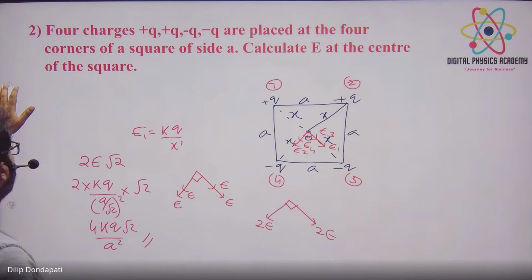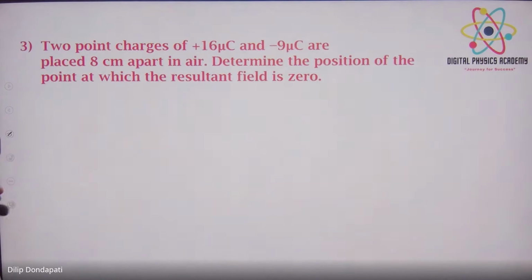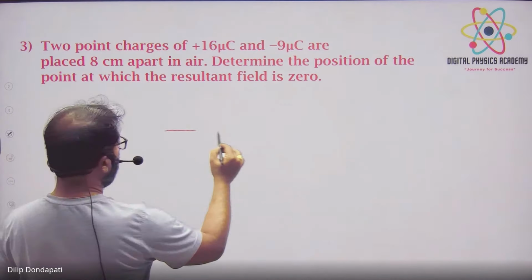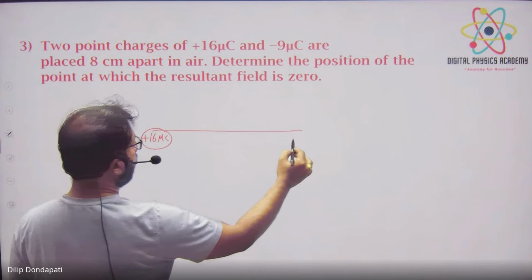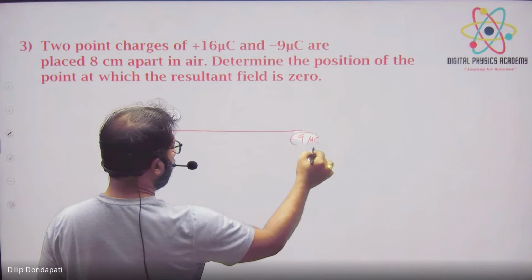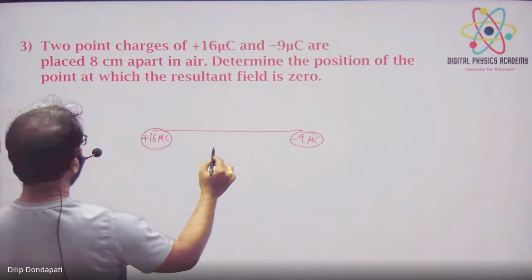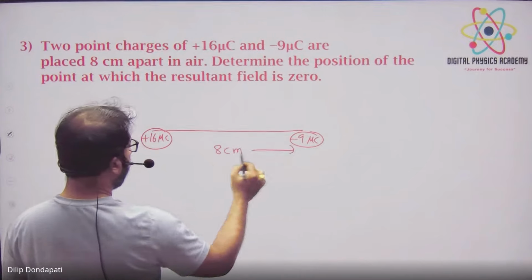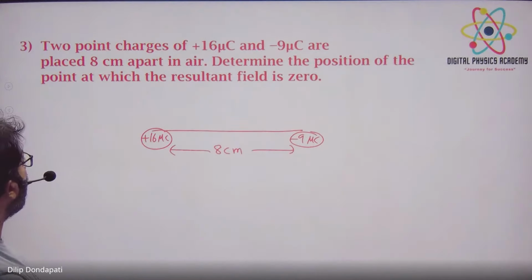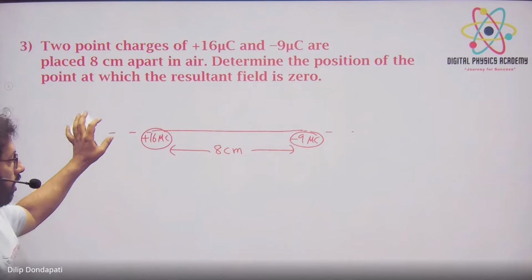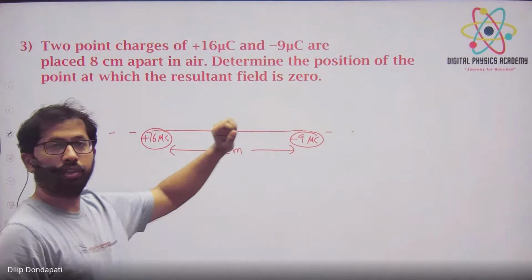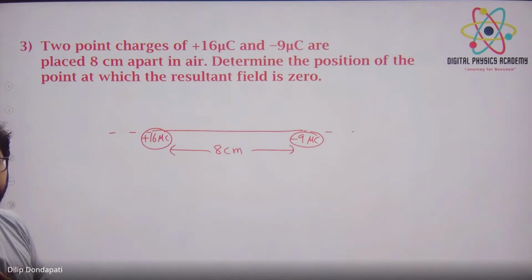Next. 2 point charges, plus 16 microcoulomb and minus 9 microcoulomb, are placed 8 centimeters apart in air. Determine the position of the point at which the resultant field is 0. Not resultant force, resultant field is 0. Here or here. At which position the resultant field is 0 is what is being asked. X value is to be determined.